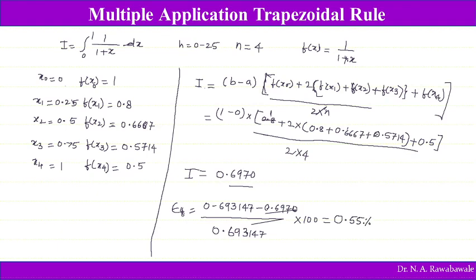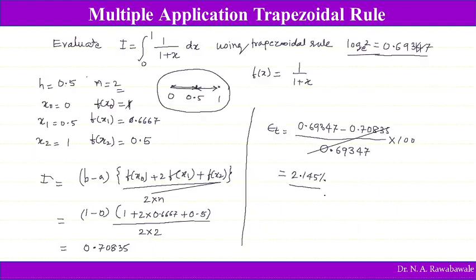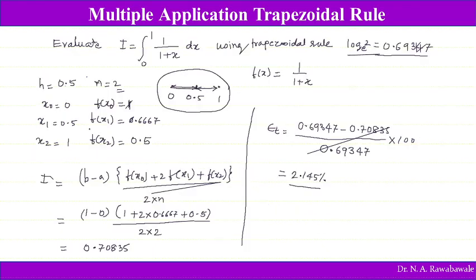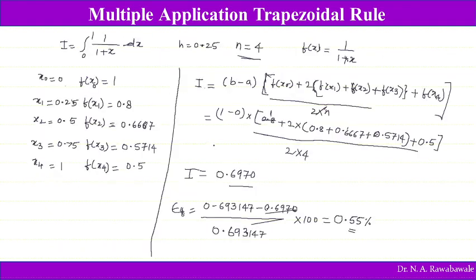So if we compare the previous error and this error, earlier the true error was 2.14% and here this error is 0.55%. So this error is less as compared with the previous. The reason is we have divided this into 4 segments, that is a small step size we have taken, h is equal to 0.25. In the previous case it was 0.5, so h was 0.5. So smaller is the segment, the more accurate answers we will get. So this multiple application of the trapezoidal rule helps us to find more accurate results or more accurate integrals.